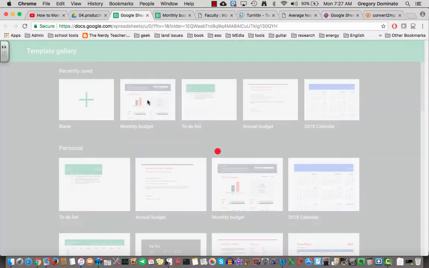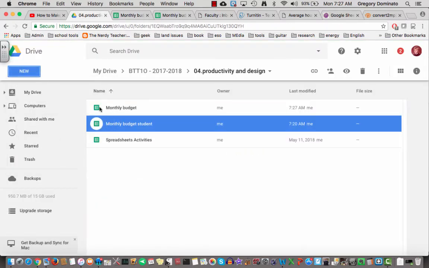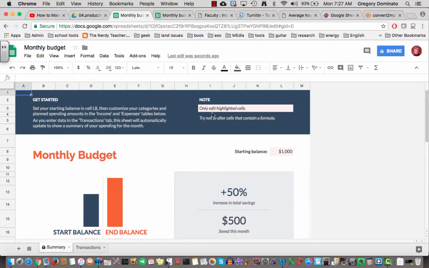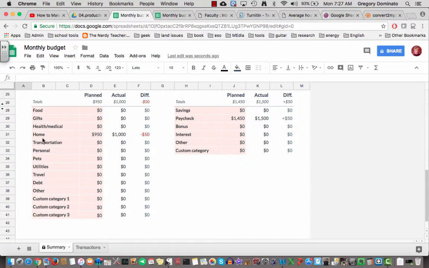And the template that we're looking for is this one right here, monthly budget. When I select that, it's going to create a sheet in the directory where I initiated the new command from, and it's going to be called monthly budget. Here's what the sheet looks like. It's telling me that I can only enter information in highlighted fields, by which it means this field and these fields and these fields over here.